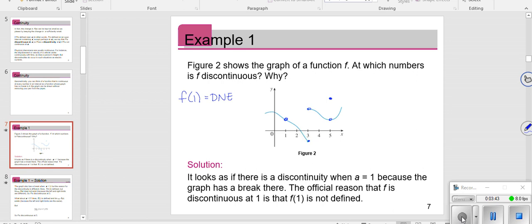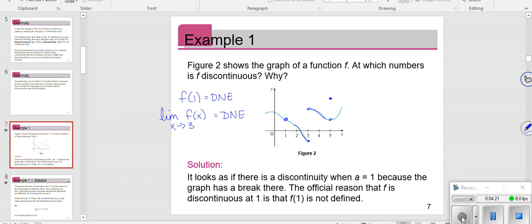Now, what about 3? Is f continuous at 3? No, because actually the limit of f of x as x approaches 3 also does not exist. Why? Because from the left, it's going down to like a negative 1. And from the right, as we approach 3, it's up here at like 2 or 3 or 4 or whatever that would be, positive. So the limit of f of x as x approaches 3 doesn't even exist. So it's not continuous at that point.